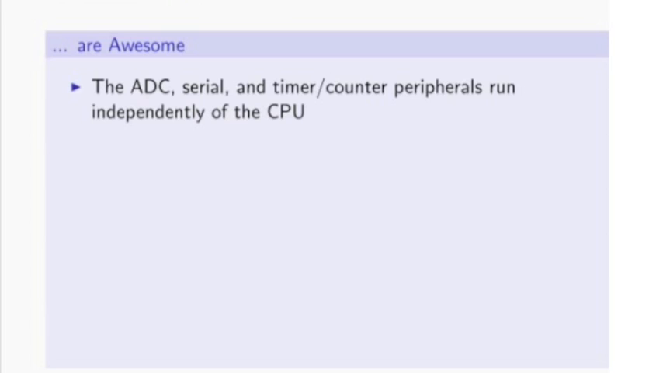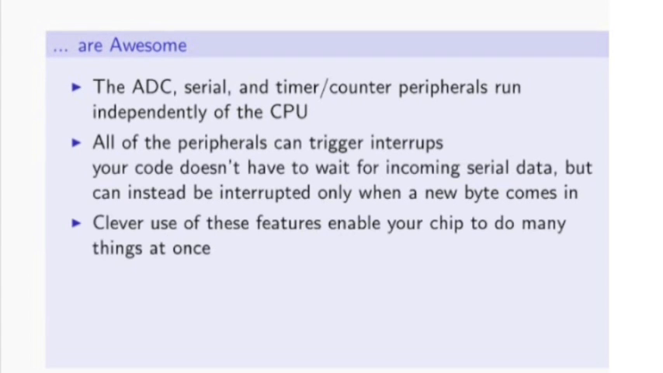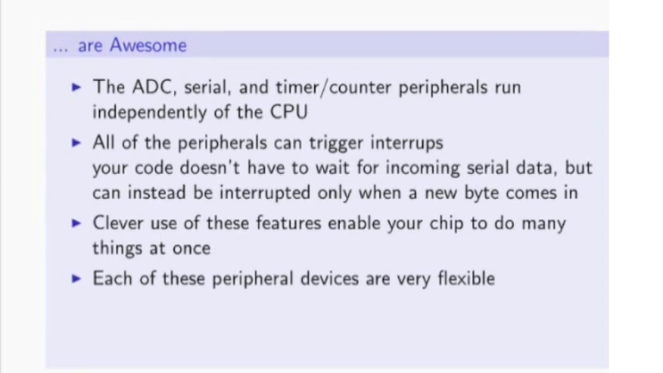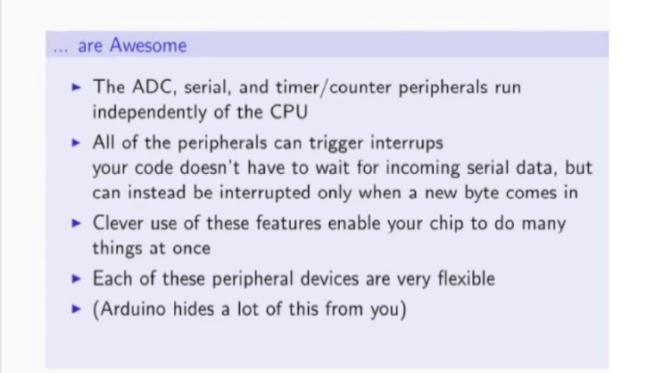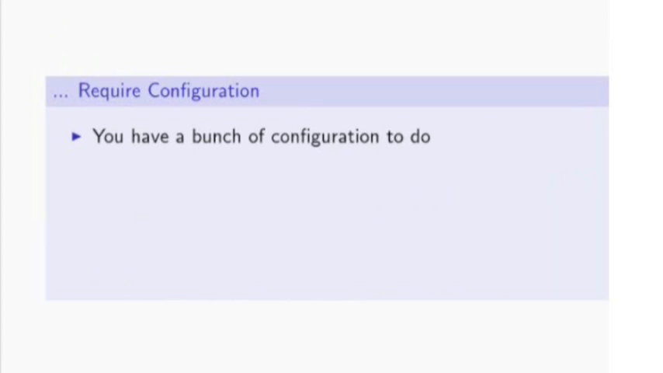Peripherals are awesome. They do everything for you. They run independently of the CPU. You can trigger interrupts so you don't have to wait for anything. Clever use of these can let you do many, many things at once. They're all very flexible. Arduino hides a lot of this flexibility from you, by which I mean they make configuring the chip a lot simpler. The downside of peripherals is that they require all of this configuration.